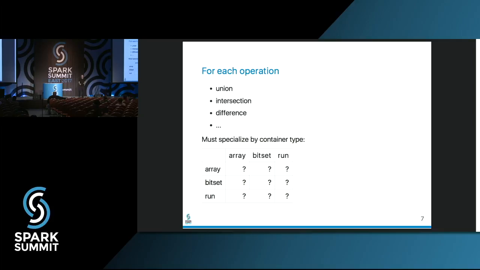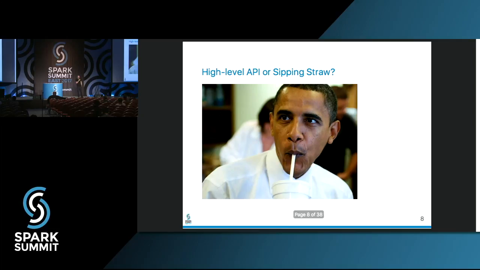So obviously that's a little bit of a software engineering issue. It would be very tempting to say, well, I'm going to create some high-level API, right? I'm going to abstract out the problem, and I'm going to make all container types appear to the programmer as if they were all the same, right?